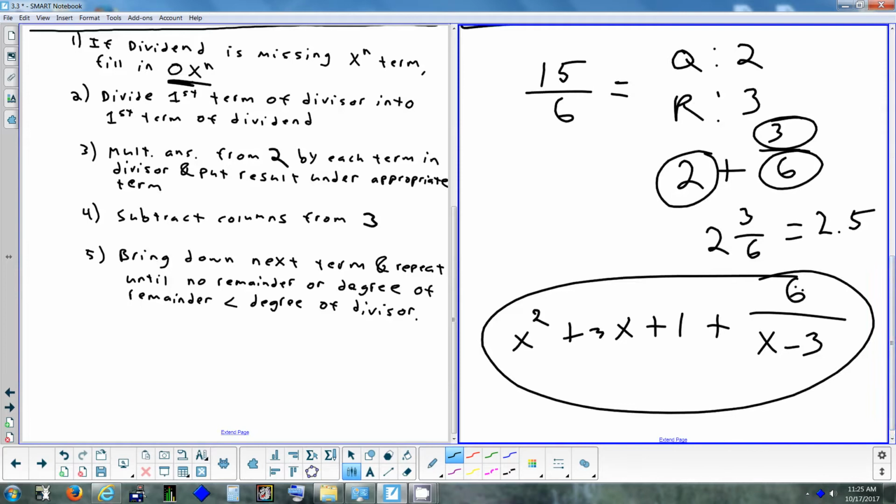When you do this with numbers, you can actually simplify. Like 3/6 simplifies to a half. When you do it with a polynomial, there's nothing to simplify. Okay?